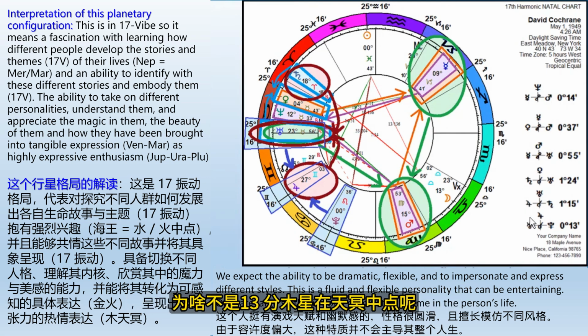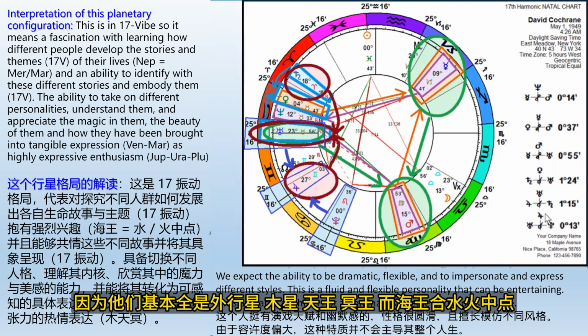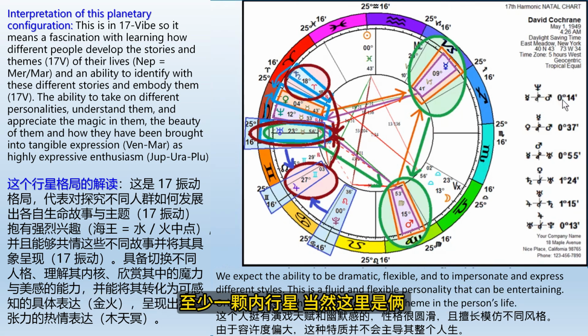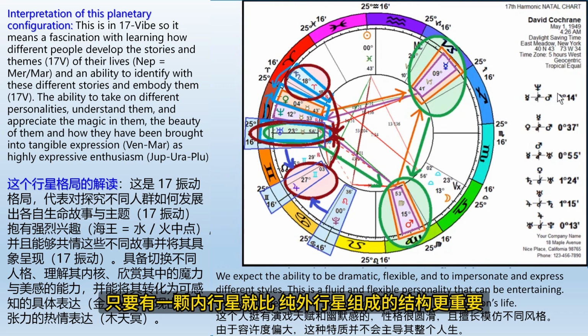Why not Jupiter at Uranus, Pluto midpoint 13 minutes? Because these are all outer planets. Jupiter, Uranus, Pluto. Neptune at Mercury, Mars has at least one inner planet, happens to have two. We only need to have one to be more important than outer planets only.